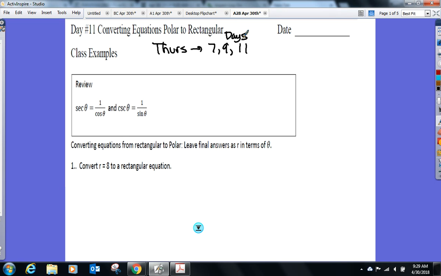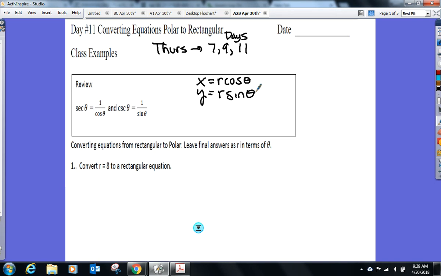Last 2 days, we've been going from rectangular equations to polar. We're going to go in reverse now, a polar equation to a rectangular. Quickly, just some things to review. What was your x coordinate equal to? Anytime I saw an x the last 2 days, what'd you plug in for it? R cosine theta, yep. And anytime you saw a y in rectangular form, you plugged in r sine theta.